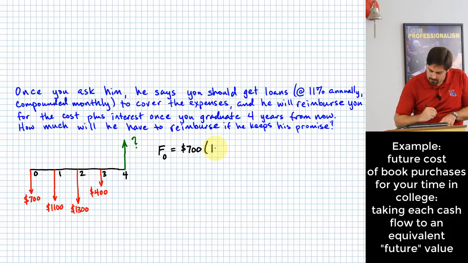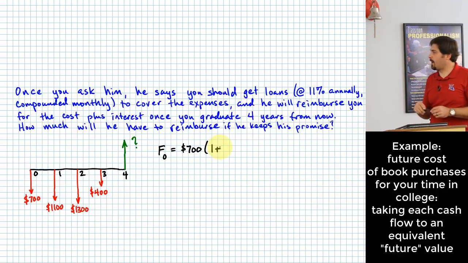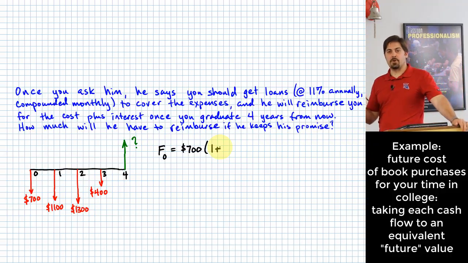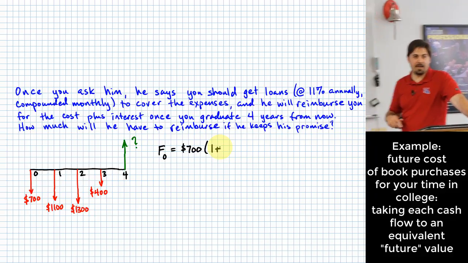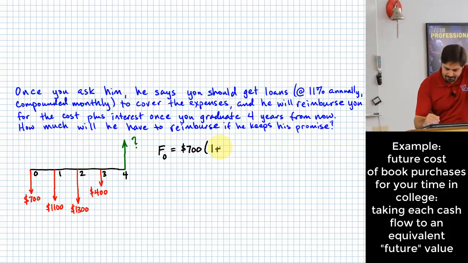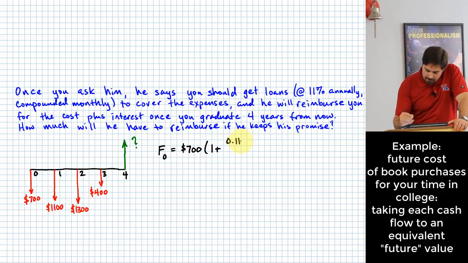We still have, well, actually, we have a different interest scheme now. It is not unusual to expect that if you're getting loans, the cost of those is probably going to be higher than if you are trying to take money and go invest it for yourself. So we now have 11% annually. And not only that, what else? Compounded monthly.